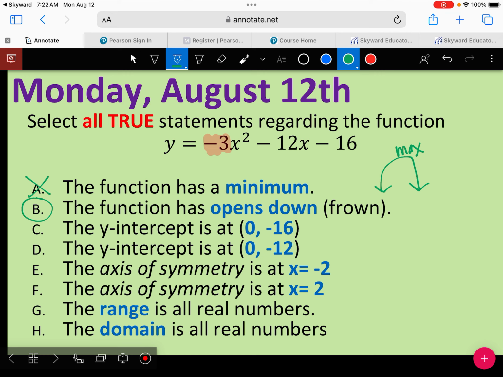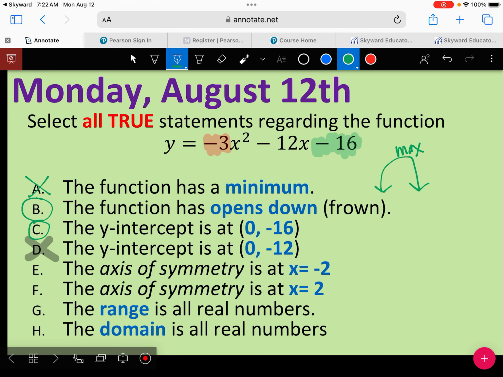Which one of these numbers is your y-intercept? Is it the -3, the -12, or the -16? Which one do we look at, A, B, or C? C. And what is C? -16. So that's my y-intercept. So we don't look at B, so this is false. It's not D. It is C.